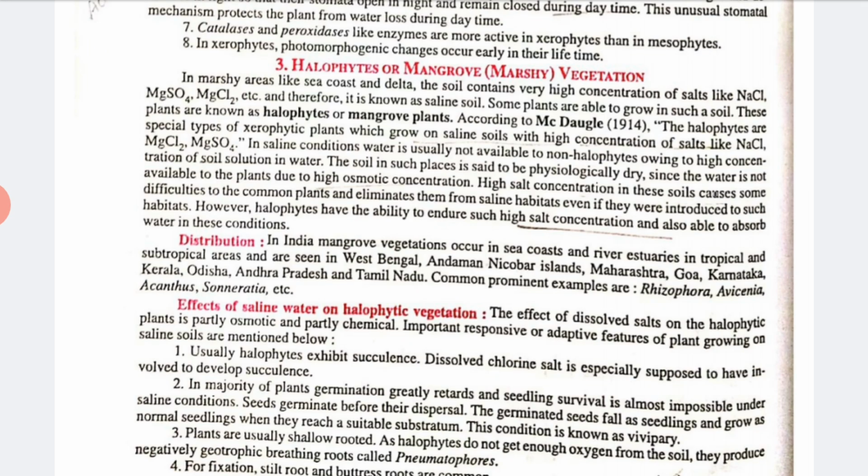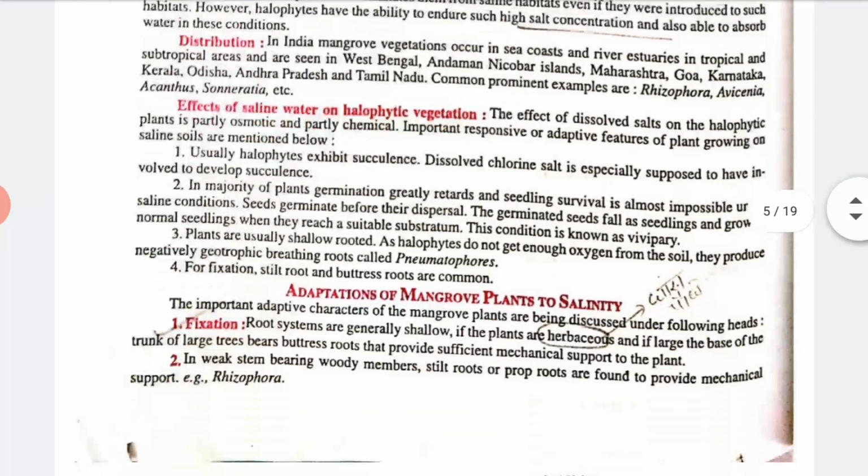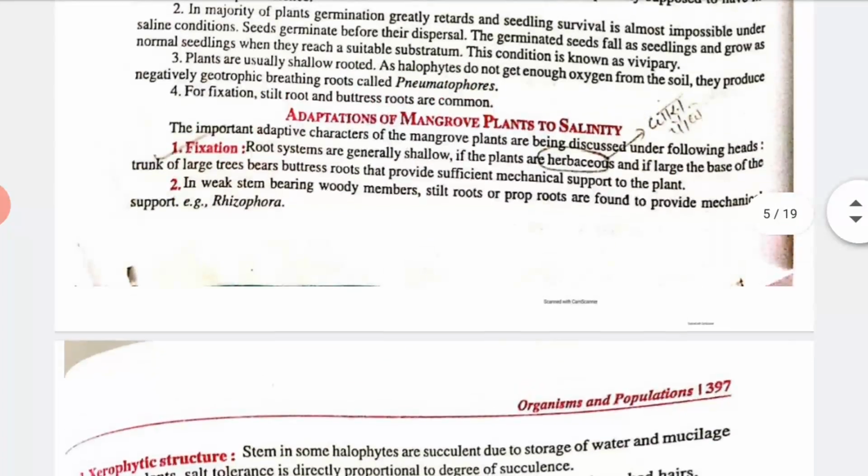Clear? Now, adaptation of mangrove plants to salinity. So how do they adapt? First is fixation. Root systems are generally shallow if the plant is herbaceous. If the plant is large, the base of the trunk of trees bears buttress roots that provide sufficient mechanical support to the plant. Clear? Or we can say xerophytic structure.